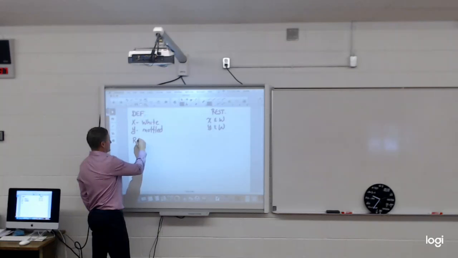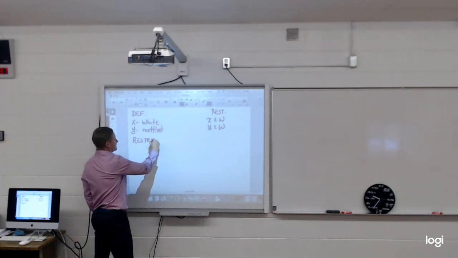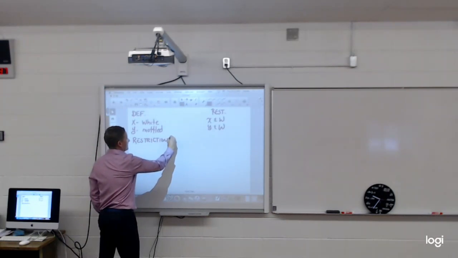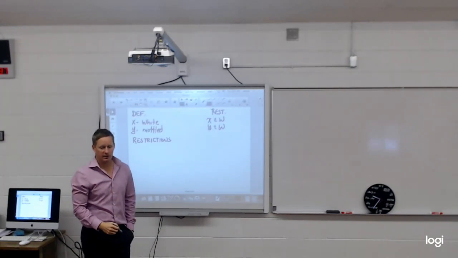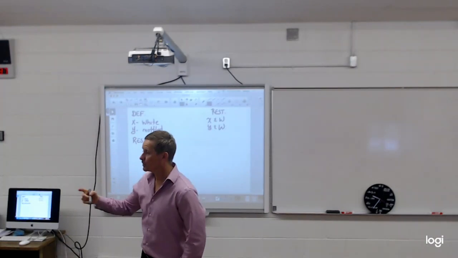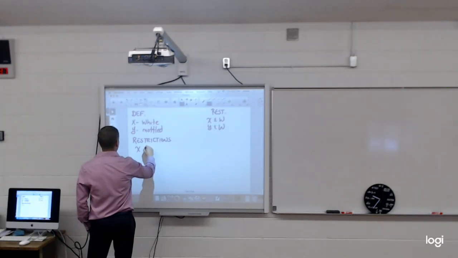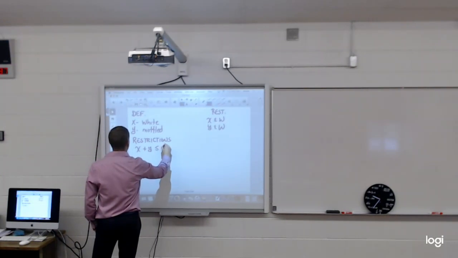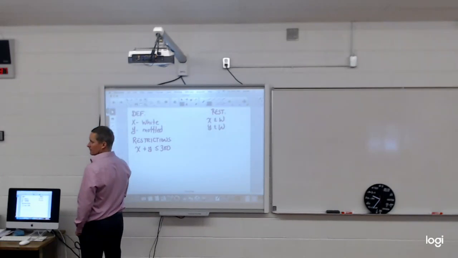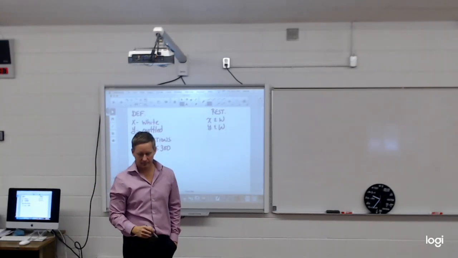My next is my restrictions. I don't have an objective because it's not looking for maximum or minimum. So the last thing is my restrictions. Okay. So total number of shells possible is what? X plus Y is less than or equal to 300. Agreed? That's the most I can have.